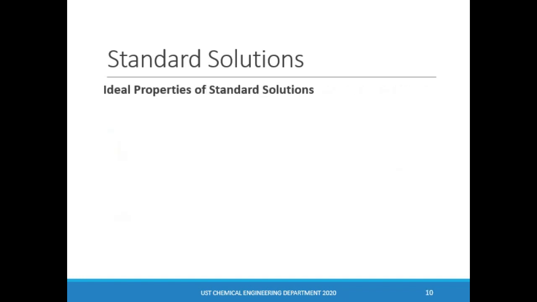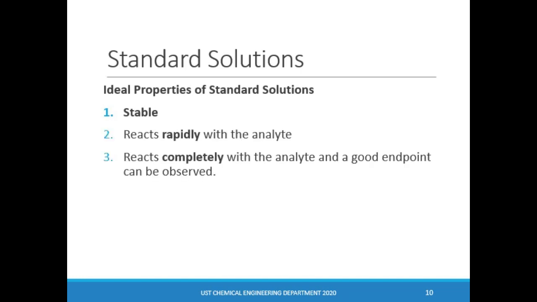Standard solutions must possess certain characteristics to make them ideal for use in titration experiments. First, it must be stable. This means that its concentration must not change over time to avoid the need of repeating the standardization process. In addition, the standard solution must react rapidly, completely, and selectively with the analyte. These characteristics will promote the effective and accurate determination of the amount of analyte through titration.